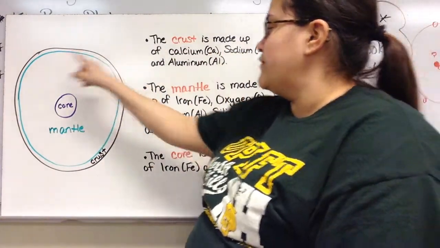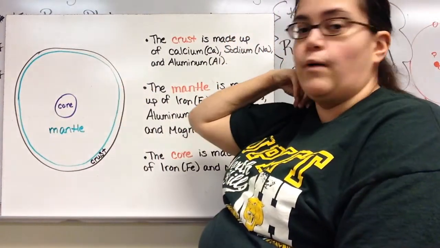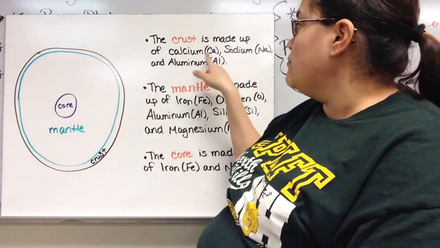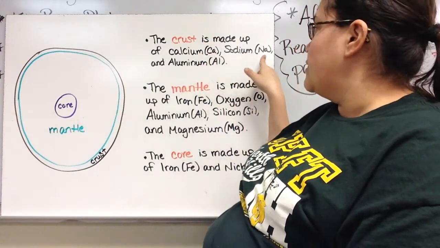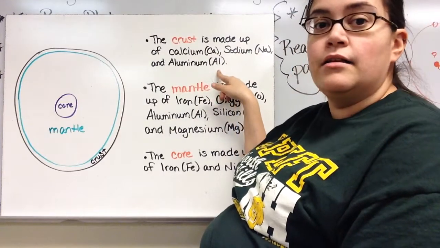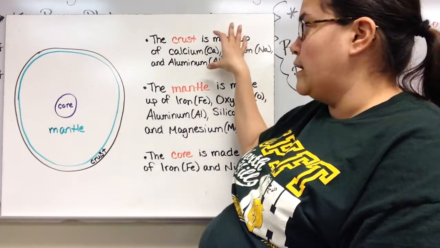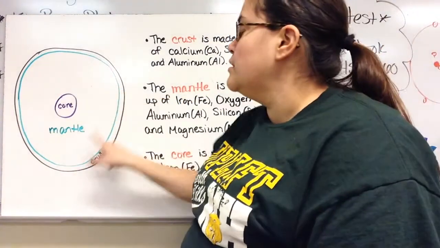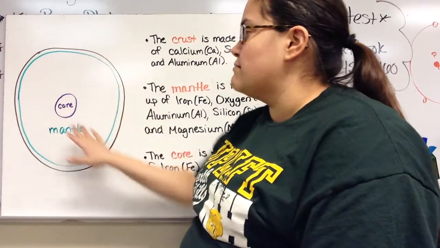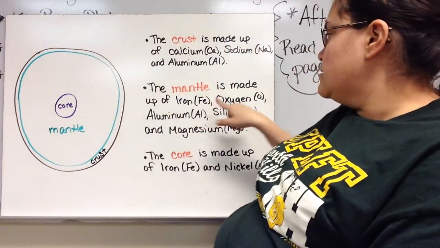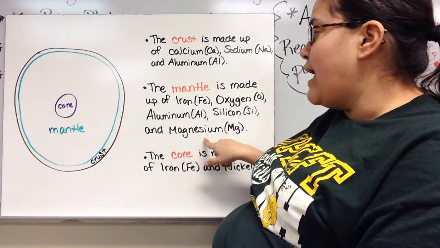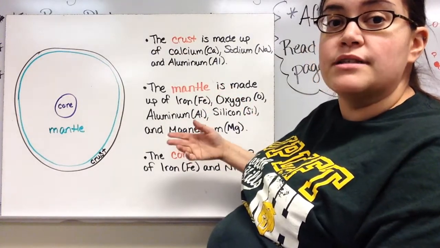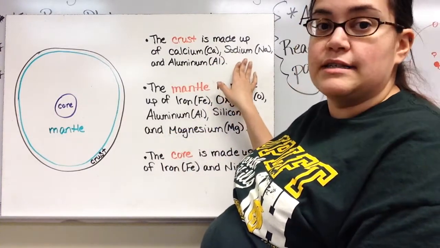The crust on the outside, remember we're looking at what elements the layer is made up of. So these elements are calcium, the chemical symbol Ca, sodium, Na, and aluminum, Al. So that's what the crust is made up of. So that's one layer because it's made up of certain types of elements. The second layer, the mantle, which is this big section that takes up most of the Earth, is made up of iron, oxygen, aluminum, silicon, and magnesium. So it's a different set of elements. So it's composed of different elements than the crust is.